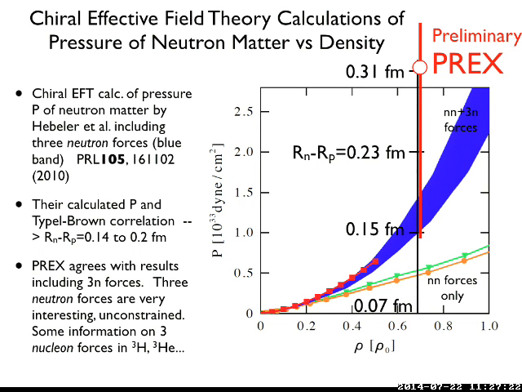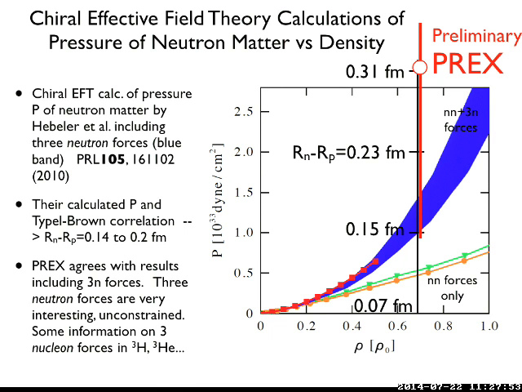So here's a calculation, the pressure of pure neutron matter versus density. This is normal nuclear density, 0.16 nucleons per cubic Fermi. The blue band are chiral effective field theory calculations of Kai Hebeler et al. That include chiral 2-nucleon and 3-nucleon forces. The calculation with only 2 neutron forces yields a significantly lower pressure.